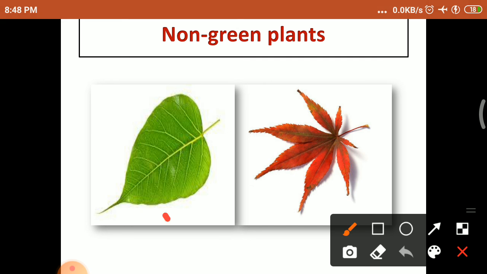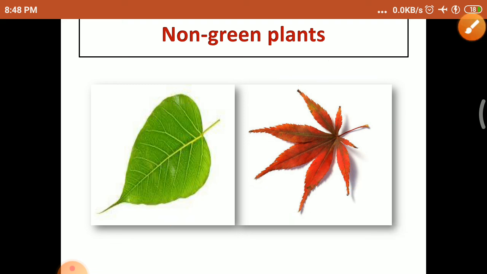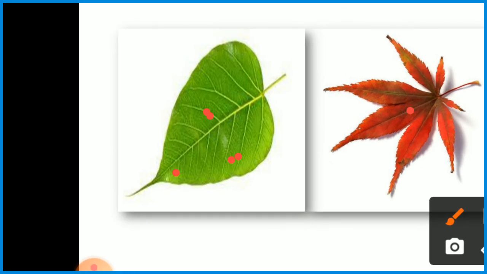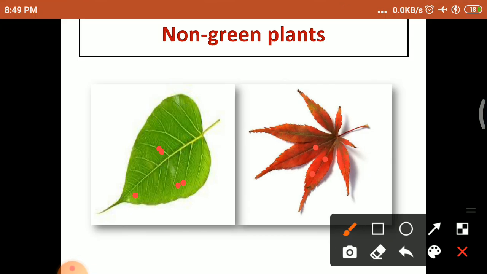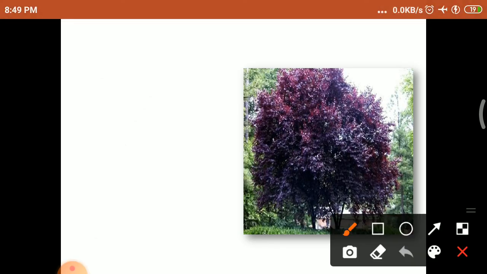Look here, can you say the difference between these two? This leaf looks green in color, this is a red color. So this green leaf contains chlorophyll. This red leaf does not contain chlorophyll. So when there is no chlorophyll, the leaf does not look green. And see, this plant is also not green in color because this plant does not contain chlorophyll.